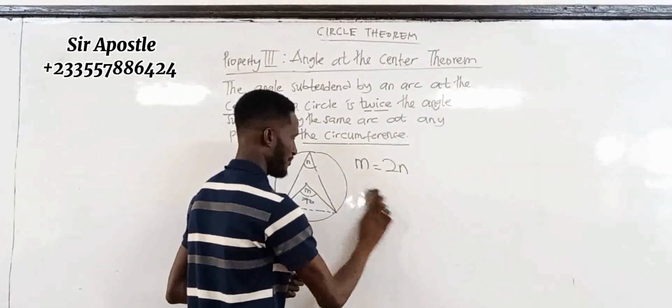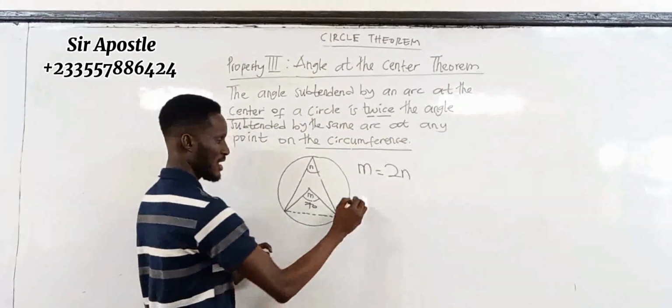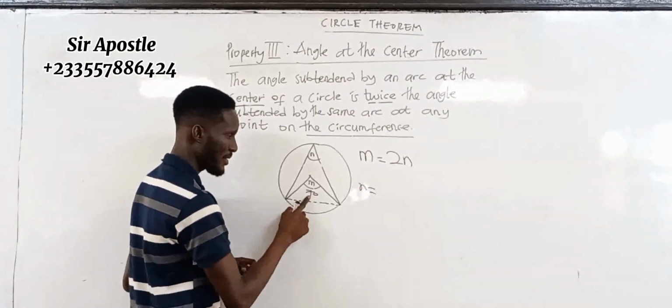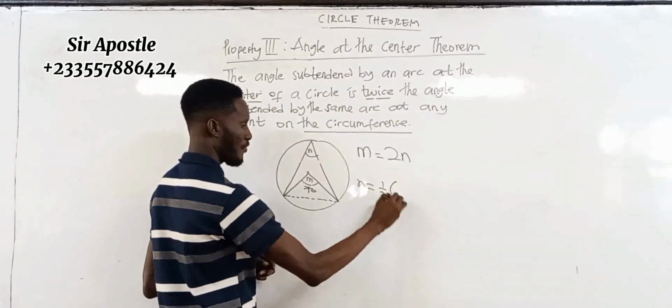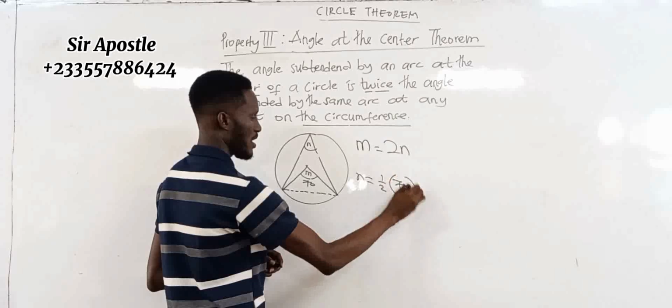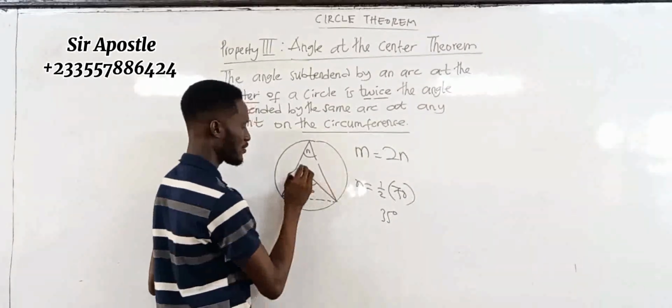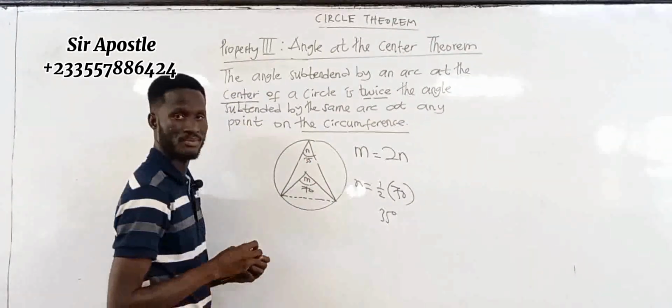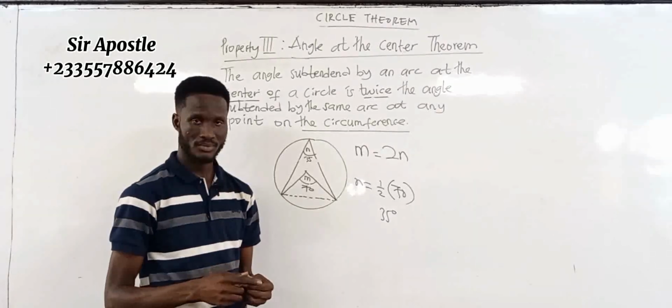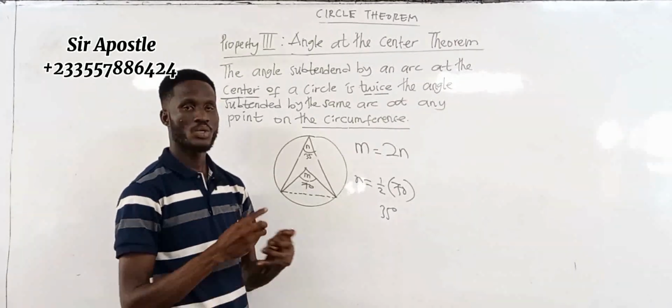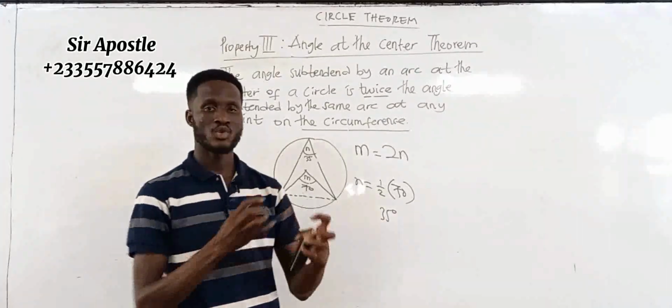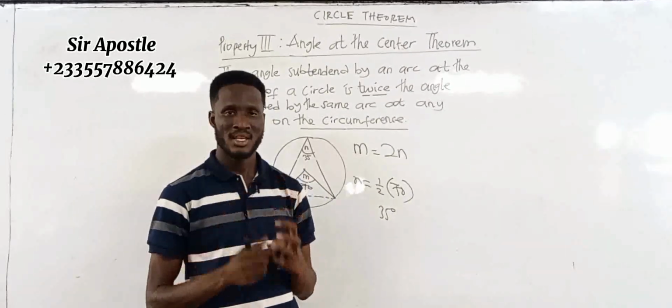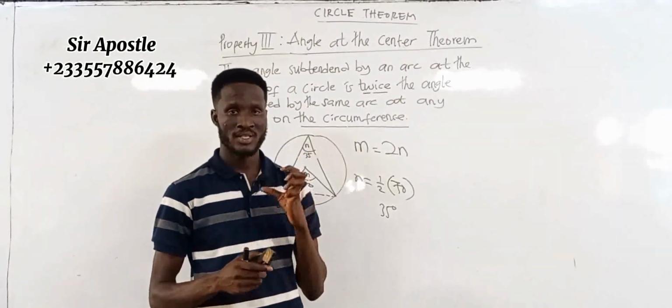Half of m. So it means that if I want to get the n here, I have to find half of 70. And half of 70 will give us 35. So here will be 35 degrees. Vice versa. Know the relationship between the angle at the center and the angle at the circumference of a circle.